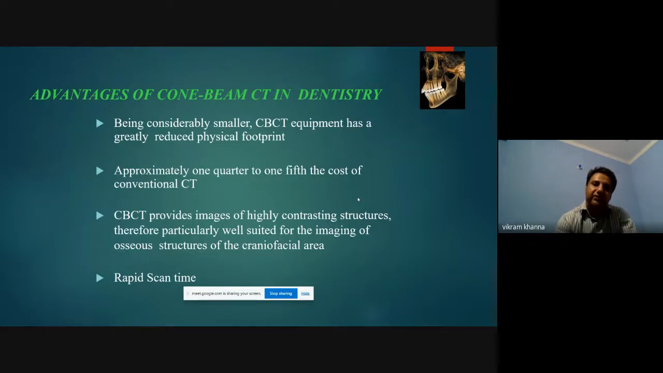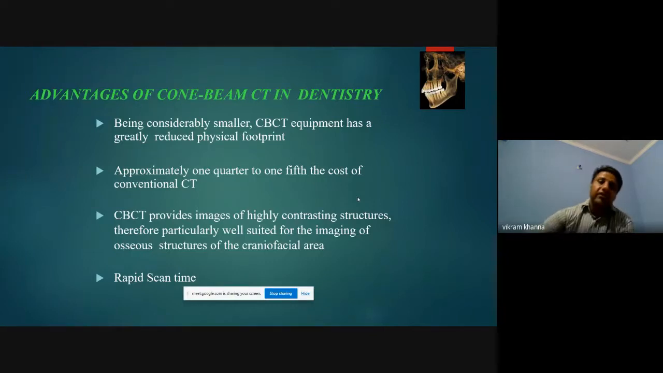So what are the advantages of CBCT in dentistry? Being considerably smaller, CBCT equipment greatly reduces the physical footprint. ज़्यादा जगह नहीं चाहिए. You don't require much of an area to install a CBCT. Cost is very much less.